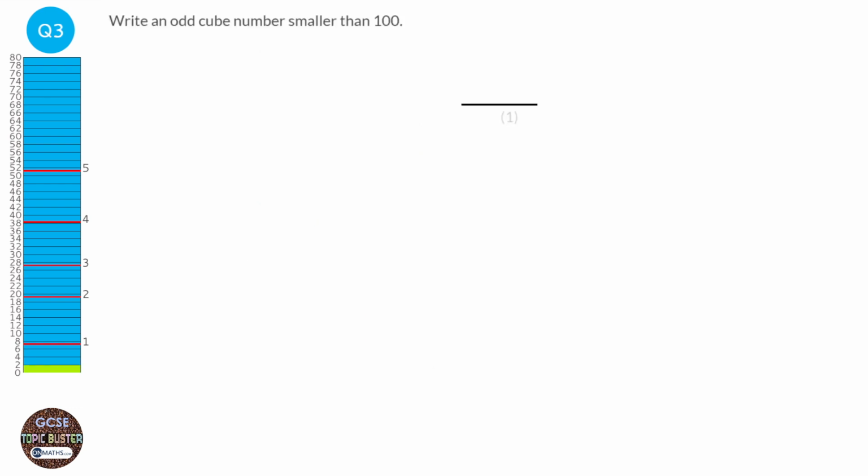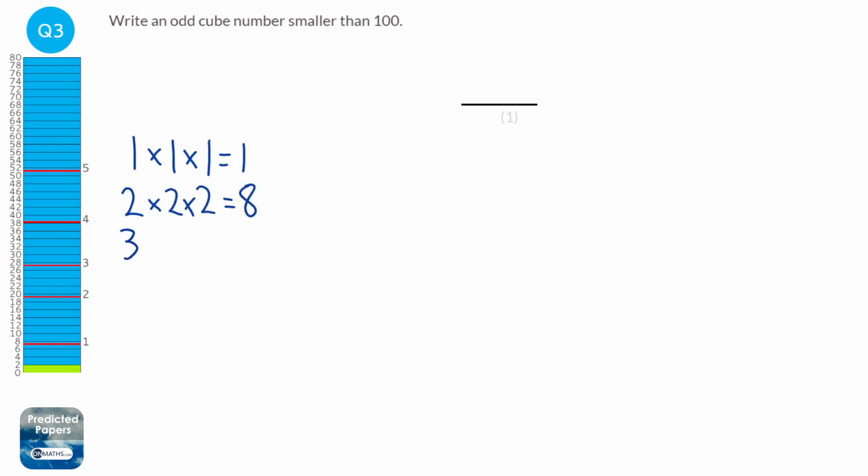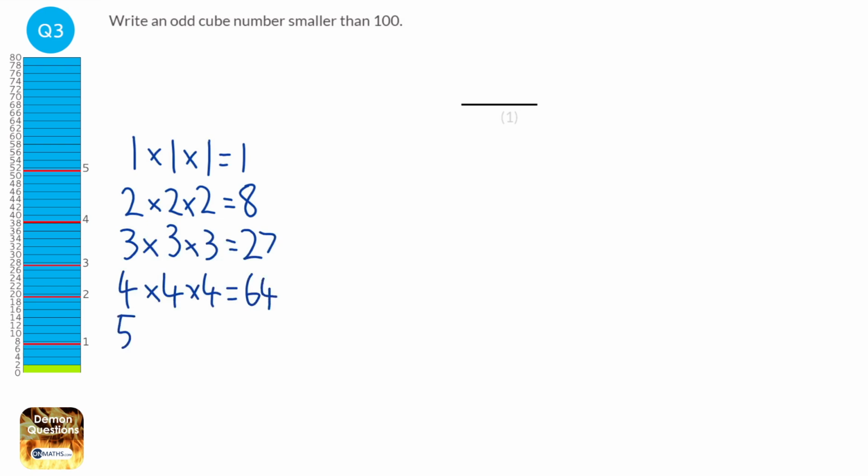So we need to first of all understand what a cube number is. So a cube number is the answer when you get 3 integers or whole numbers and we multiply them by themselves 3 times. So 1 times 1 times 1 is 1, 2 times 2 times 2 is 8, 3 times 3 times 3 is 27, 4 times 4 times 4 is 64, and 5 times 5 times 5 is 125. So 1, 8, 27, 64, 125 are all cube numbers, and it goes on forever.